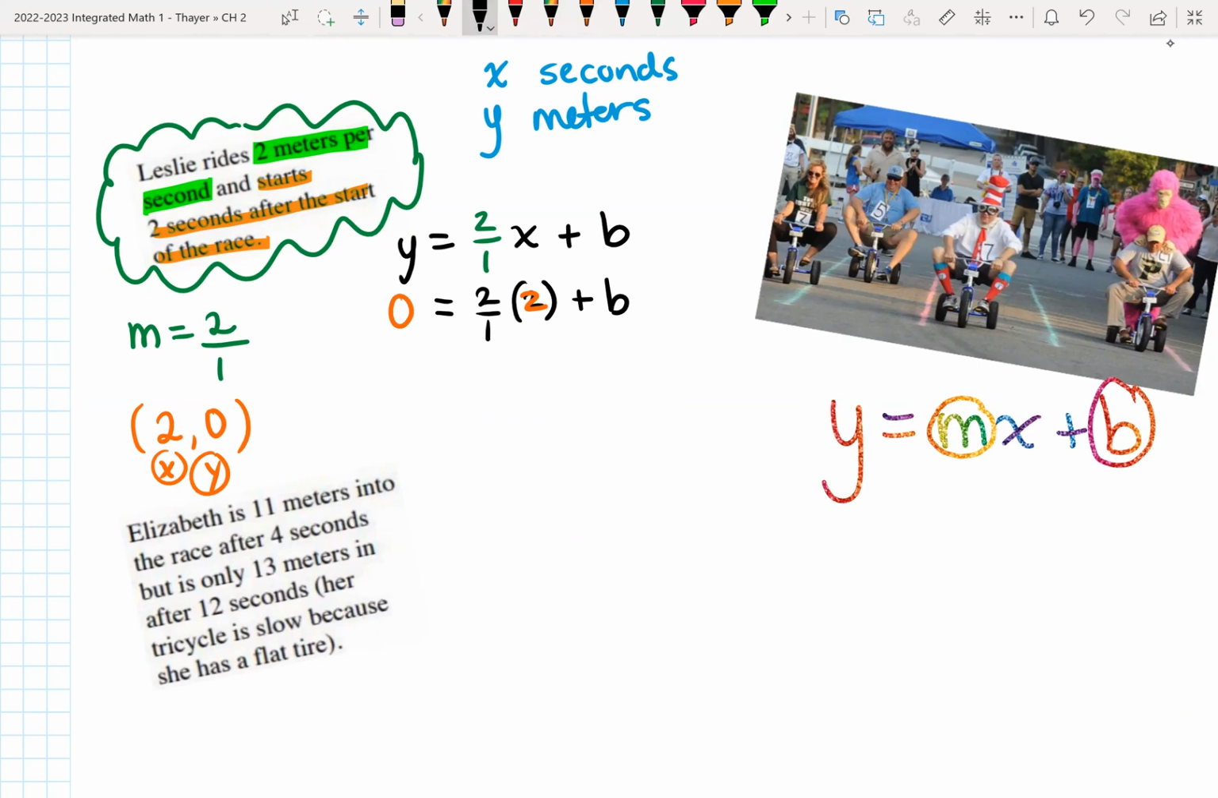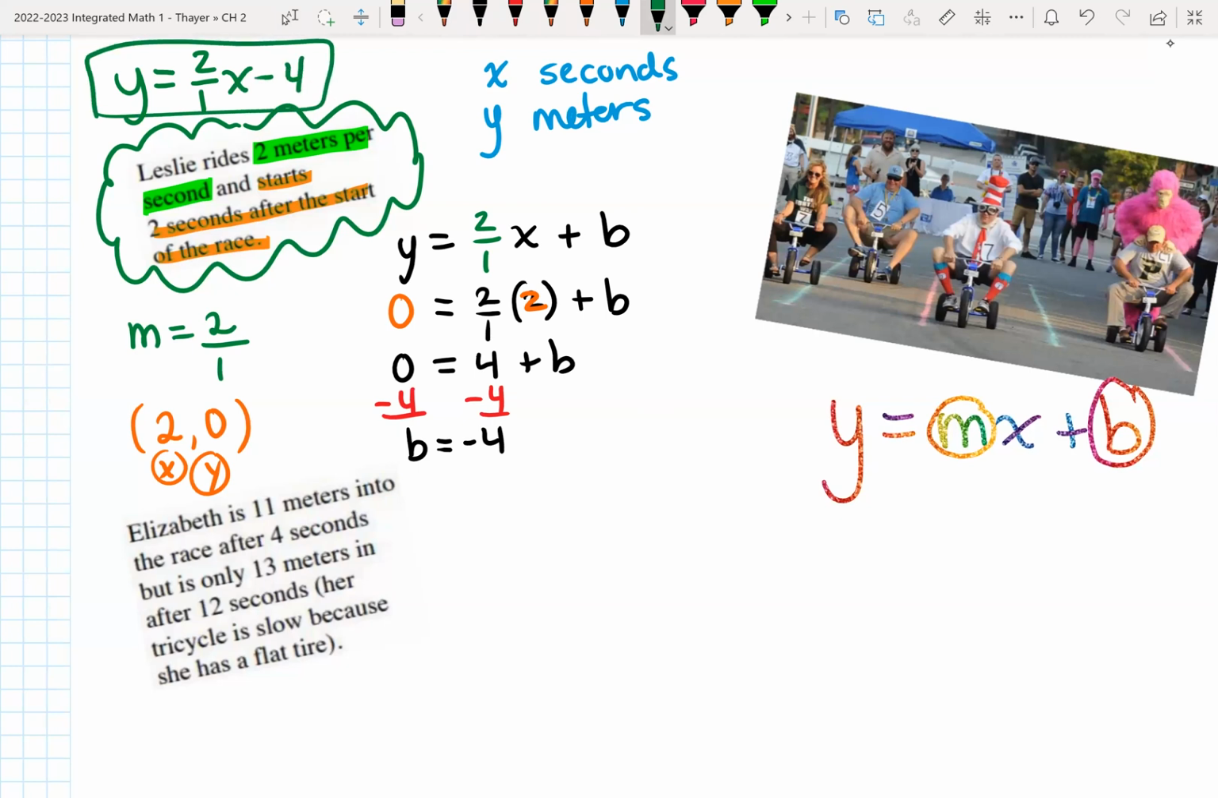Okay, let's make this pretty simple. 0 equals 2 times 2, which is 4, plus b. To solve for b, we have to take away 4. So b is going to be negative 4. So now we've got all the information we need for Leslie's equation. Y equals 2 over 1x minus 4. Okay, but remember, in our race, we're not going to be going into the negatives. So the first point we'll plot will be where she starts 2 seconds into the race. And then we'll use the y-intercept to plot more points. Let's go talk about Elizabeth.